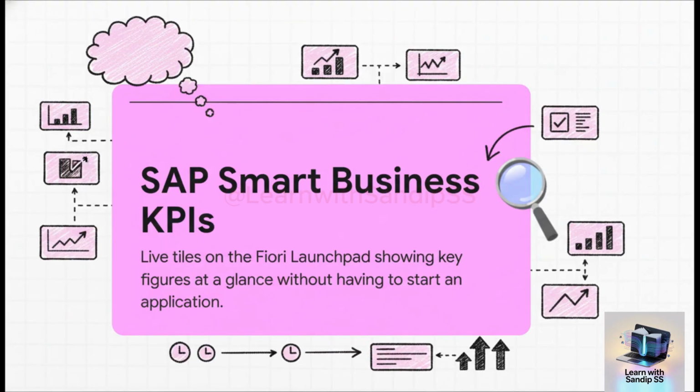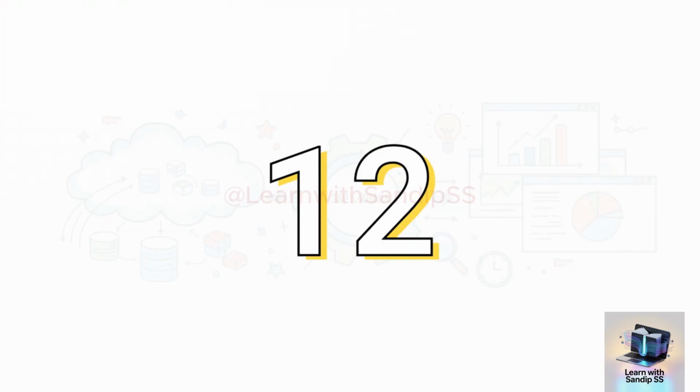Well, the answer to that question comes from what are called SAP Smart Business KPIs. So what are they? Think of them as live tiles right on your Fiori Launchpad. And the really crucial part here is that they show you your most important numbers at a glance. You don't even have to open a report or an app. The insight is just there. So for instance, picture a tile on your screen that's tracking, say, sales order fulfillment issues. If that number suddenly jumps up to 12, just like we see here, bam! You instantly know there's a problem that needs your attention. And with one click, you can drill right down to see exactly what's going on.